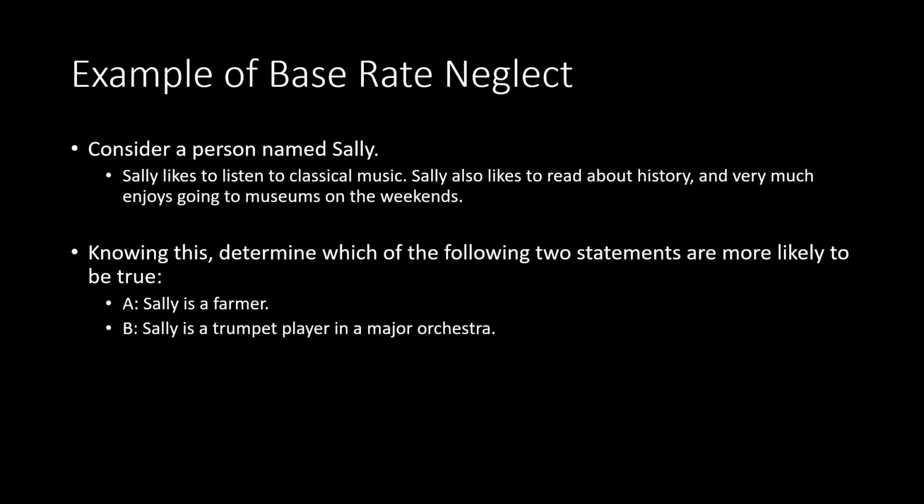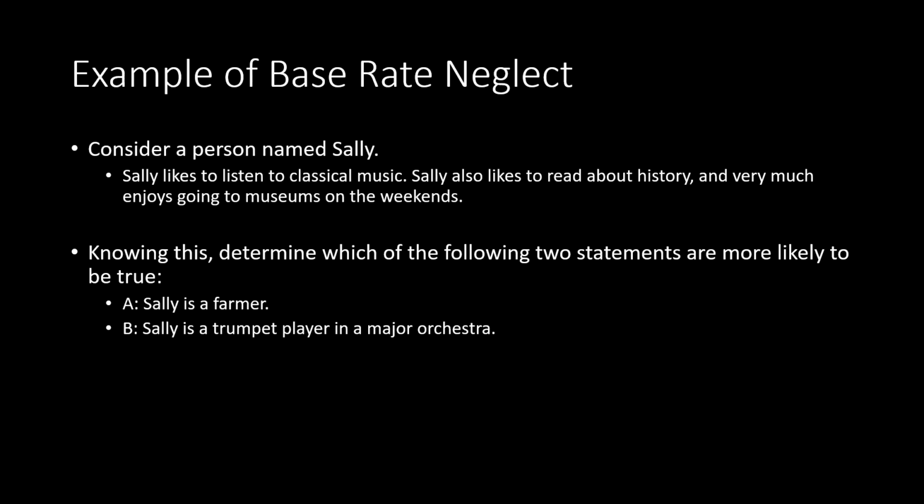So there are about 2.1, 2.2 million farmers in the United States. There are only about 4,000 trumpet players in major orchestras across the entirety of the US. So here you can see that there's an order of magnitude more farmers than trumpet players. And so just on that basis alone, it should be more likely that Sally is a farmer versus Sally is a trumpet player, because at the end of the day, we don't exactly know based on that description.